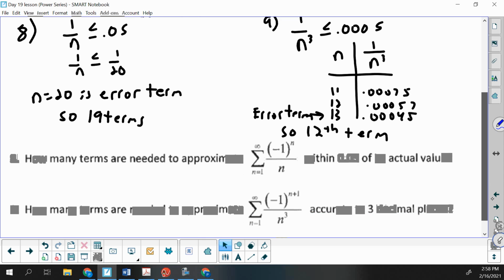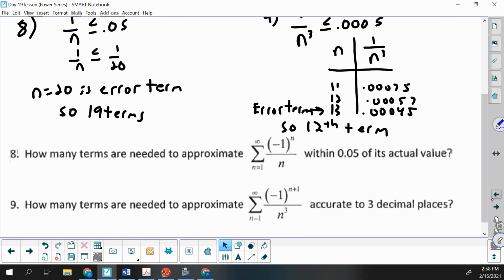In 8, how many terms are needed to be within 0.05? So we'll do the alternating series error bound. Don't worry about the negative. We'll put in 1 over x in our calculator, and we need it to be less than or equal to 0.05. The first term that you see to do that is your error term, remember? And then the term before that is the one that we would need to go to. So 20 is the first one. So therefore, 19 terms is what we'd have.